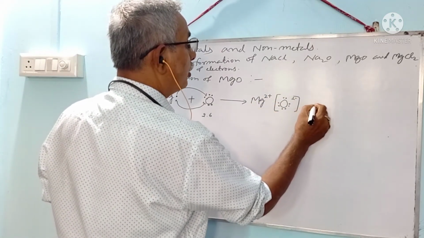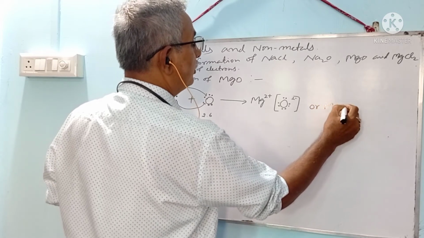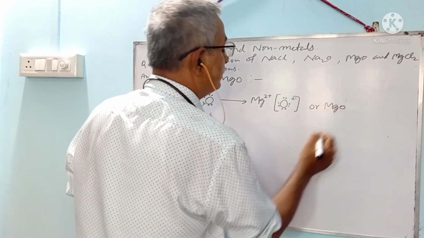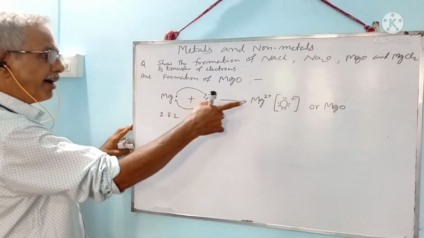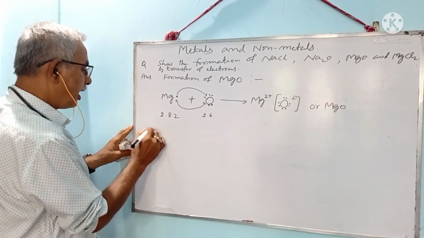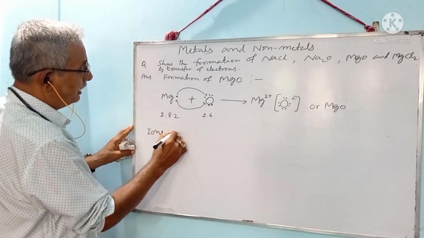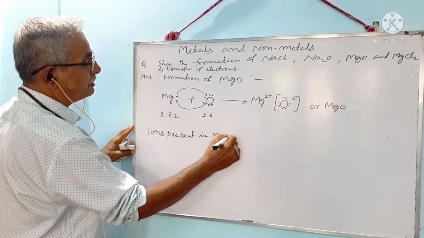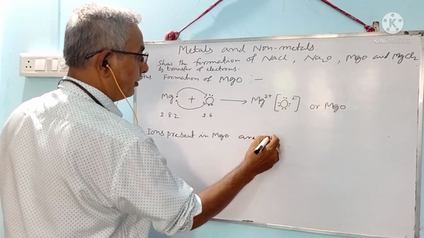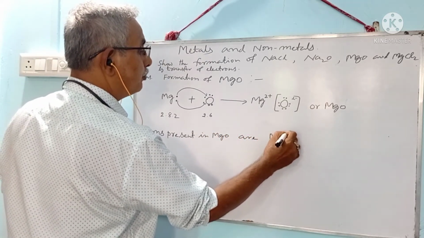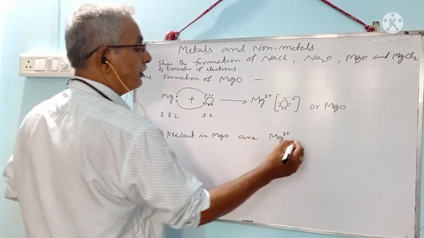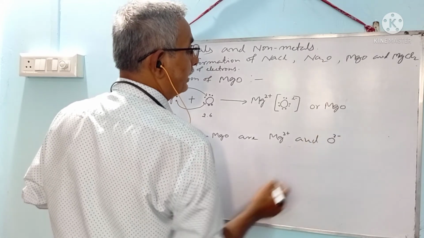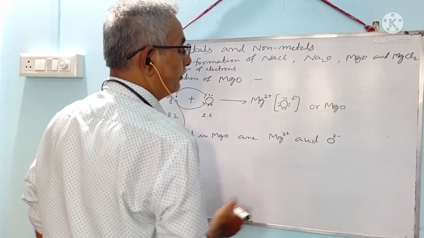So, you may write it like that, MgO, magnesium oxide. Dear friends, what are the ions present here? Ions present in magnesium oxide are Mg 2 positive, that is cation, and oxygen 2 negative, like that you can write 2 negative.